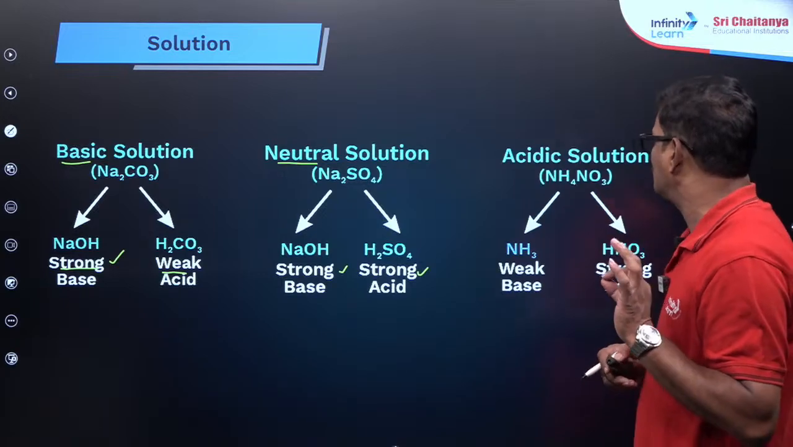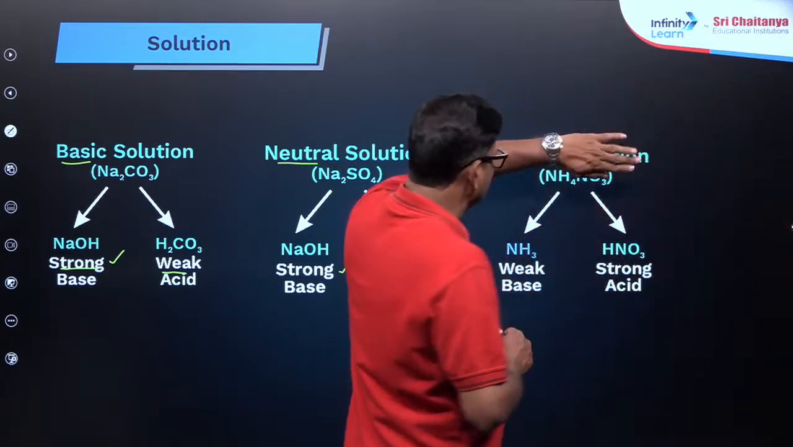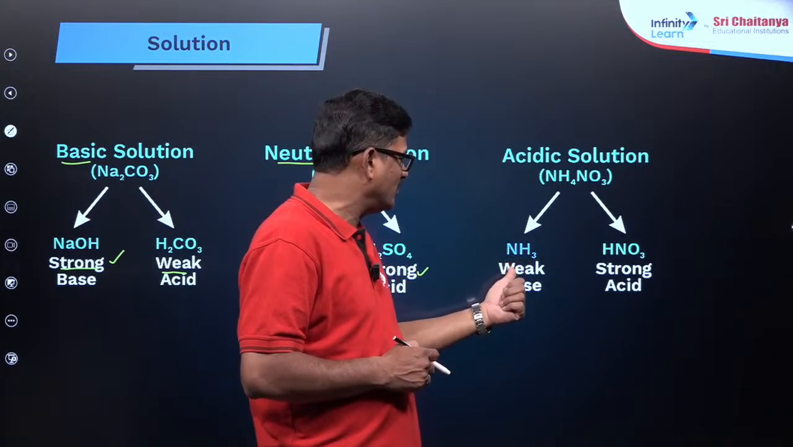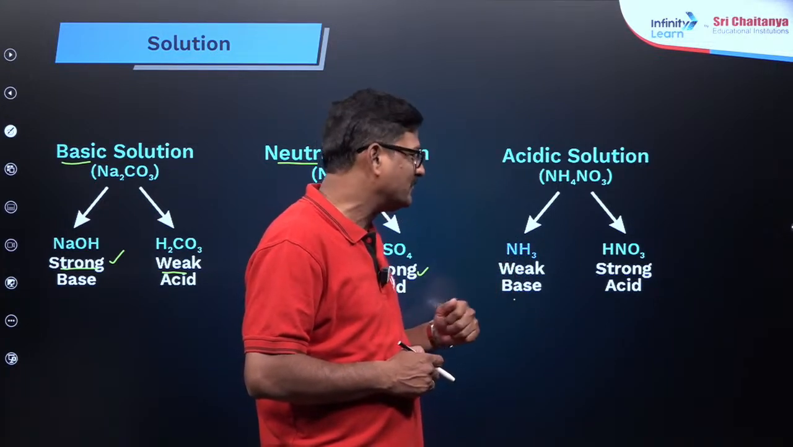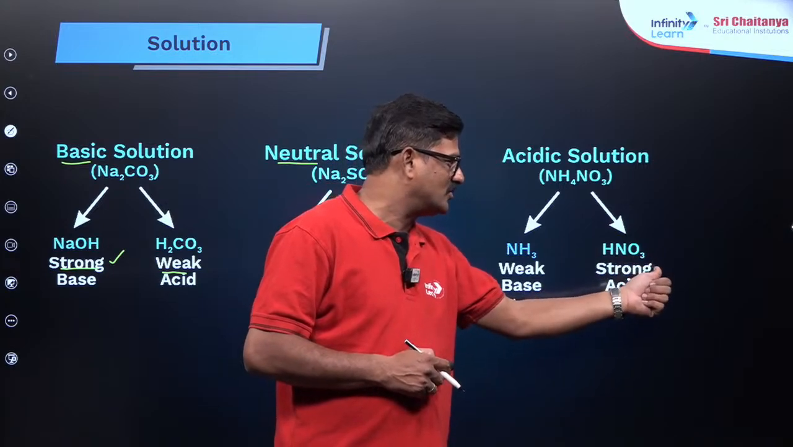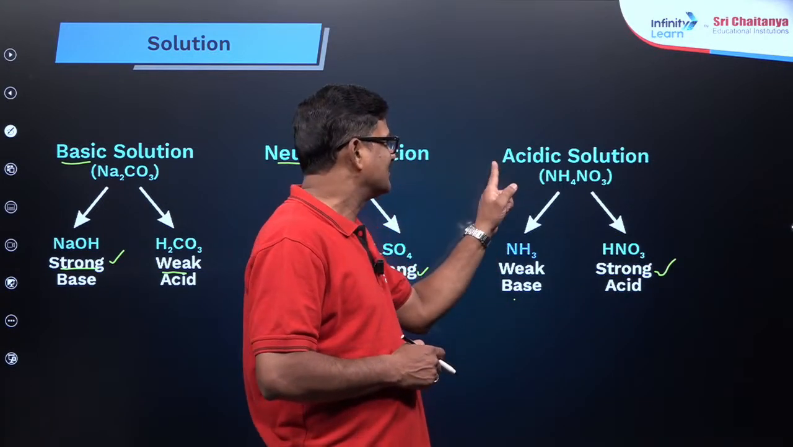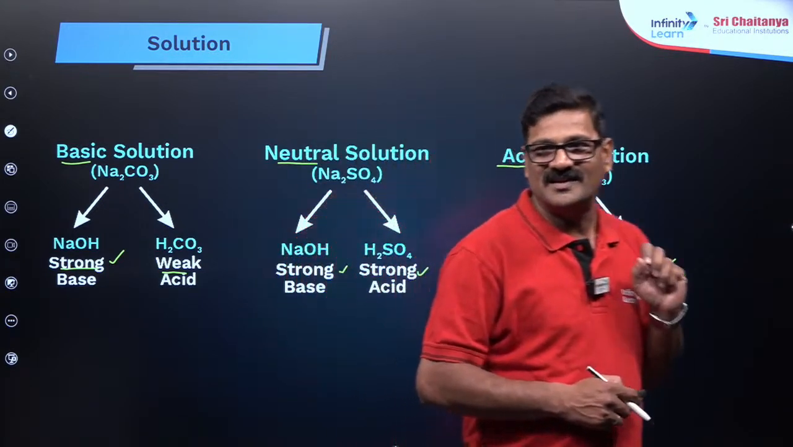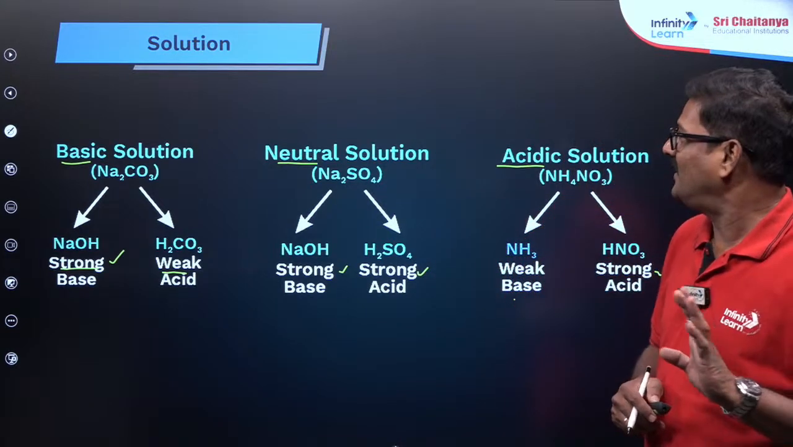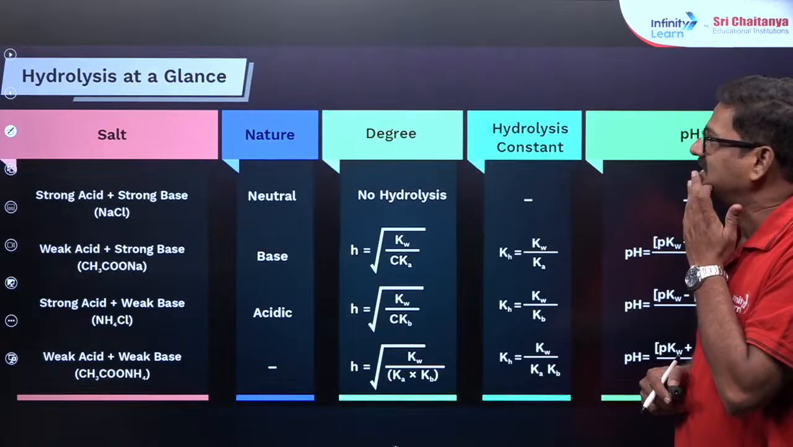Okay, now let's talk about acidic solution. Ammonium nitrate gives ammonium hydroxide, a weak base, and HNO3, a strong acid. So the strong acid is going to dominate, so the solution is going to be acidic. Understand? Clear? And this is the type of solution you can see.